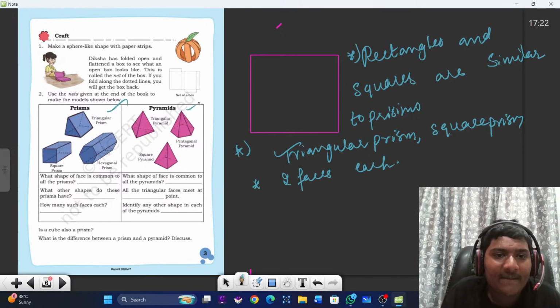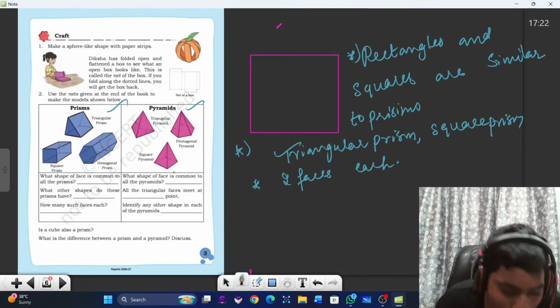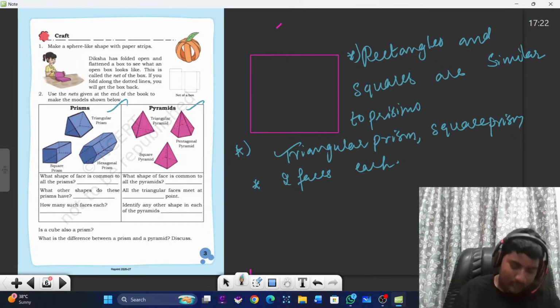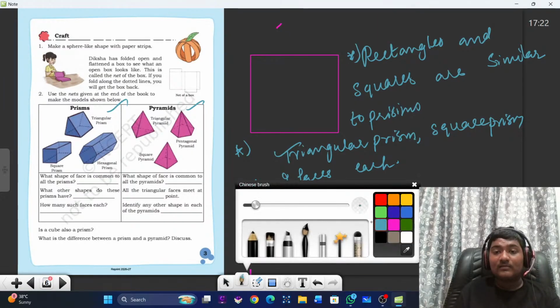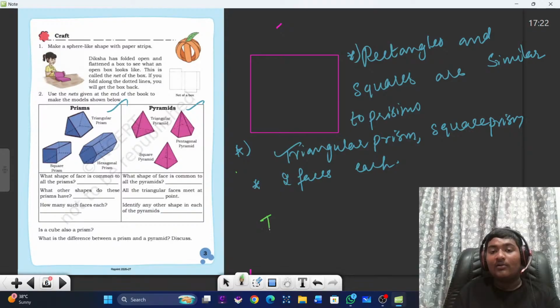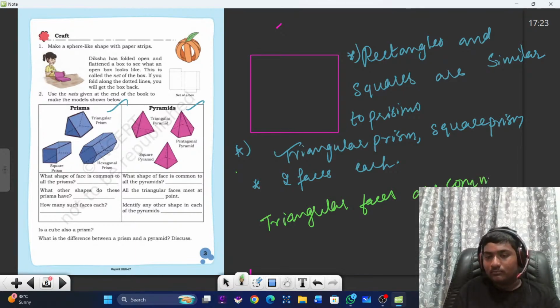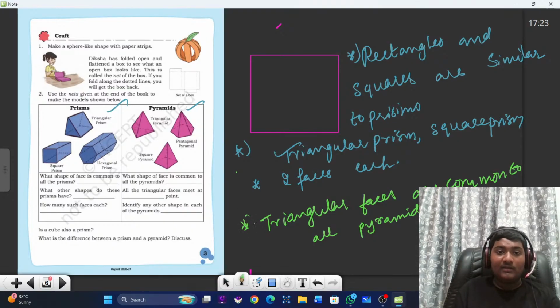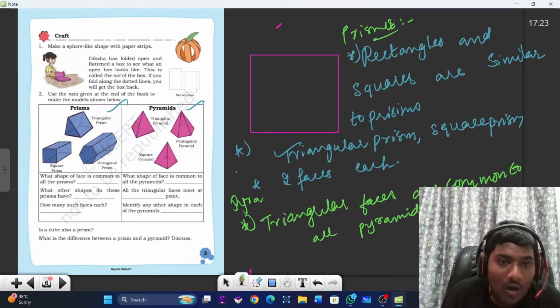For prisms, we have done. Pyramids. What shape of face is common to all pyramids, children? Triangular faces. Which faces, children? Triangular faces are common to all pyramids. Important. These are pyramids. These are prisms. Both are different terms.